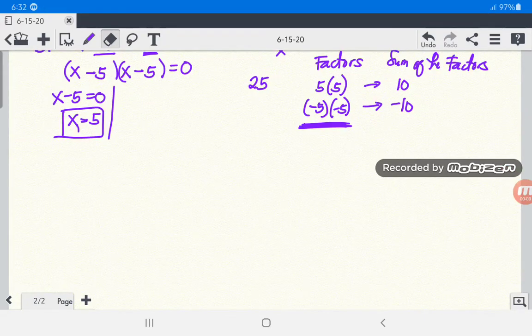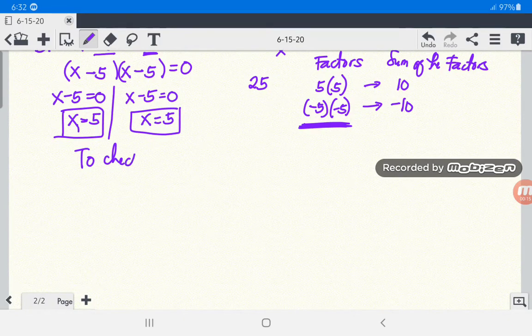So, that is x1. For the second value of x, we have the same result because we have the same factor. x minus 5 equals 0. So x is equal to positive 5.